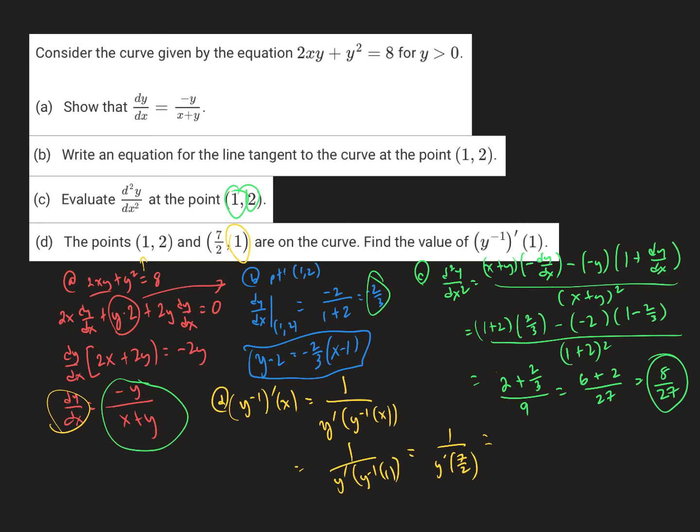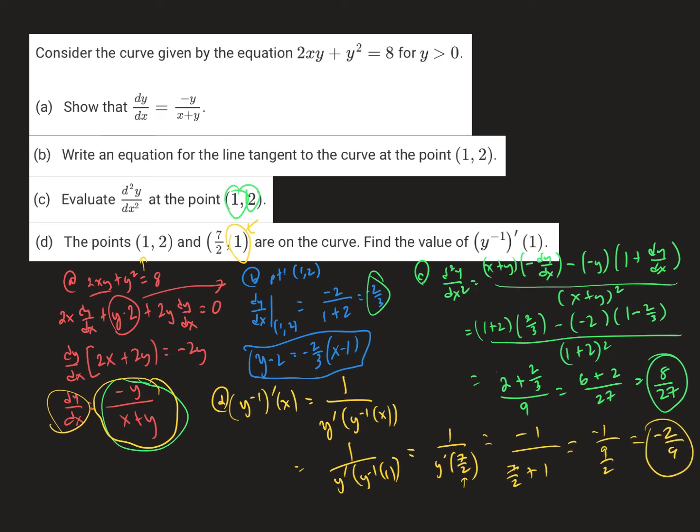into y prime. Now when we do this, here's y prime, right? So now that we're dealing with y prime, we've already dealt with the inverse part. This 7/2 is an x value. So 7/2 would be my x, and my y value would be this 1. So let's see, negative 1 over 7/2 plus 1. So that'd be negative 1 divided by 9/2. So it's negative 2/9.